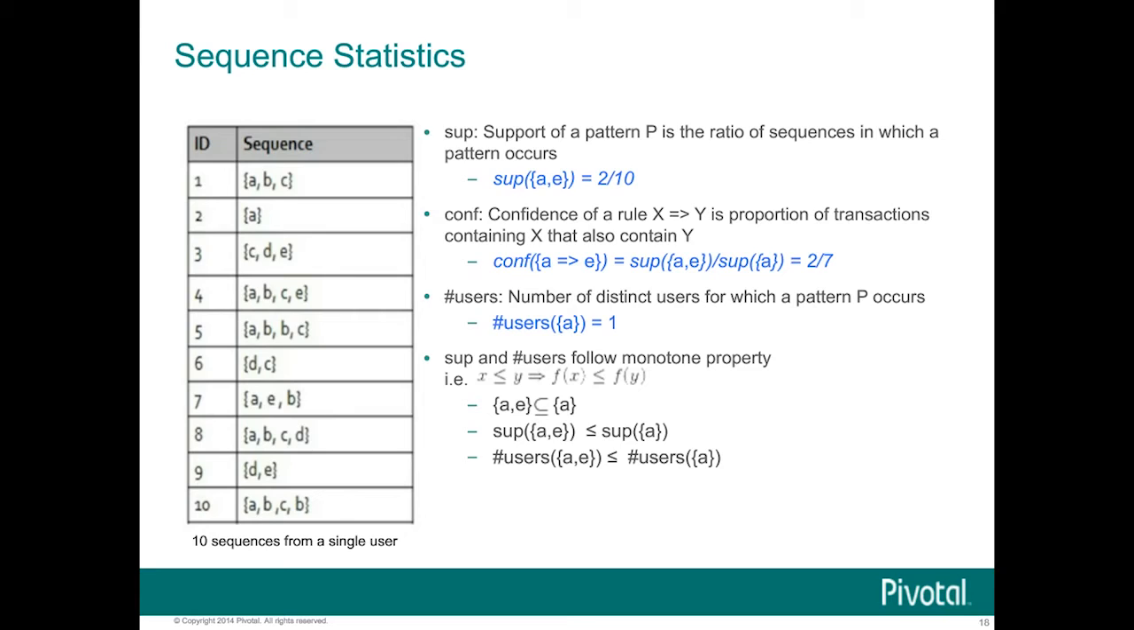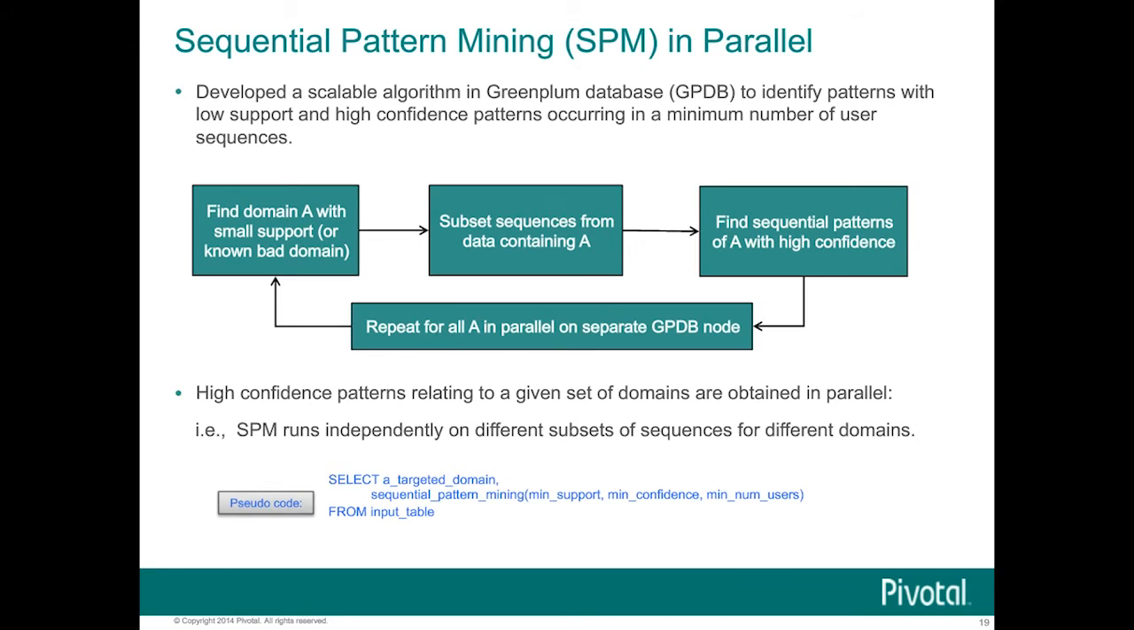So in this slide, we have talked about some of the features and some of the properties of those features. We make use of those properties and develop an algorithm in our Greenplum database, which is highly scalable. The sequential pattern mining algorithm is based on the principle that we first consider single item domains, that is, single domains visited by a user. And then we calculate the support and the number of users for those domains. If we find some domains whose support is less than a particular threshold, we prune those domains.